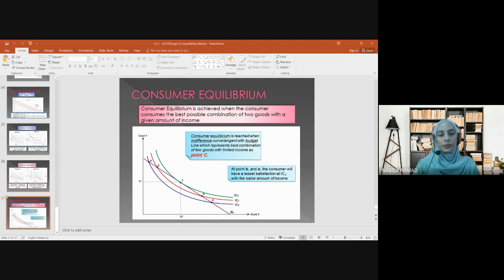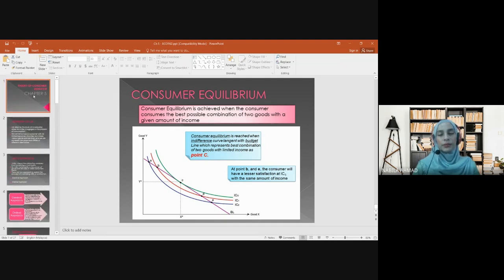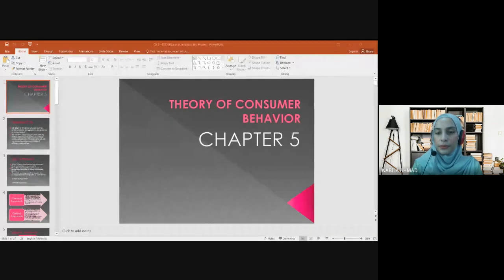Right? Boleh faham? Untuk consumer behavior, itu saja untuk consumer behavior. Ada soalan nak tanya? Tak ada, madam. Okey ya? Okey. Okey, alhamdulillah.